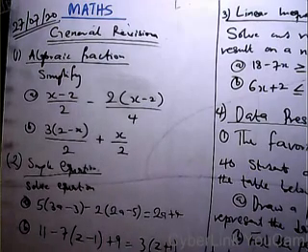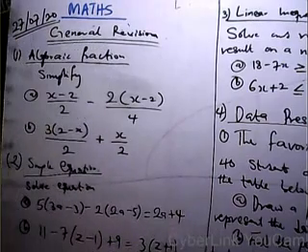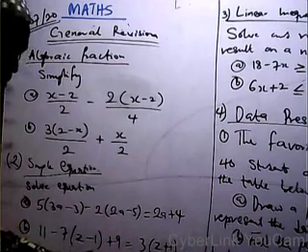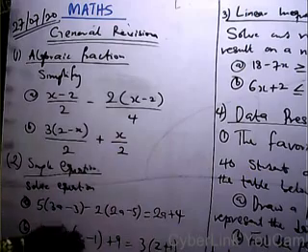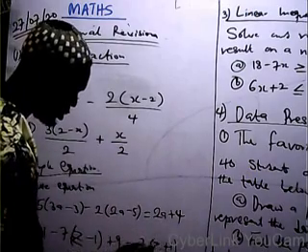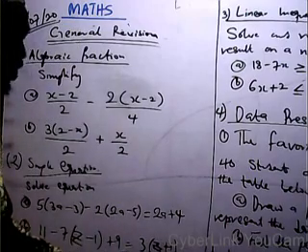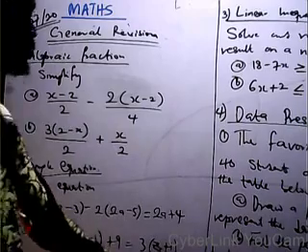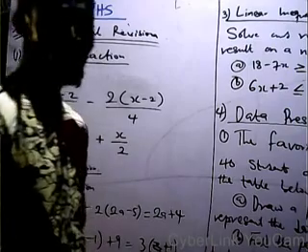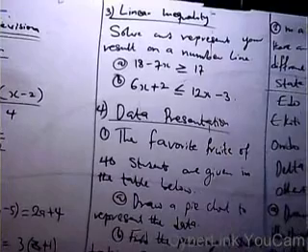The next one is 11 minus 7, all in bracket 2 minus 1, means z minus 1, not 2. Z minus 1 plus 9, everything equal to 3 into bracket z plus 1. That's the simple equation. We are going on to linear inequality.